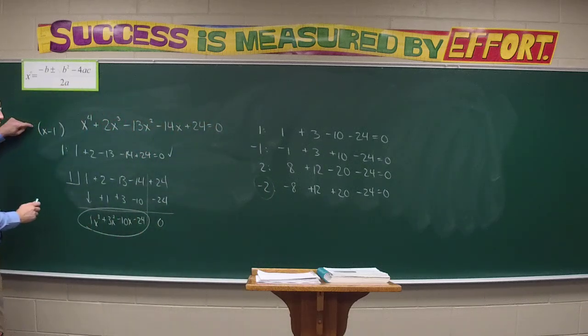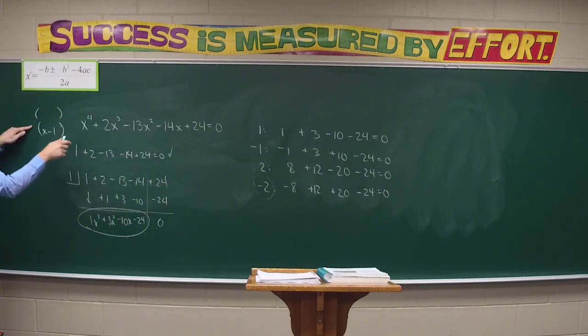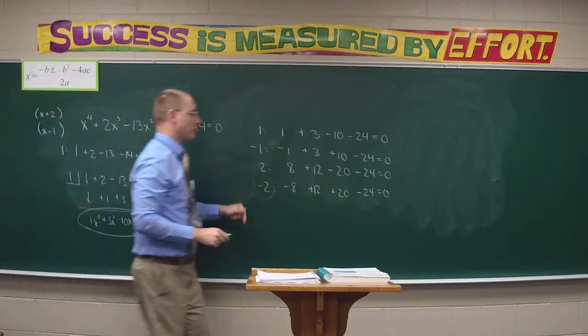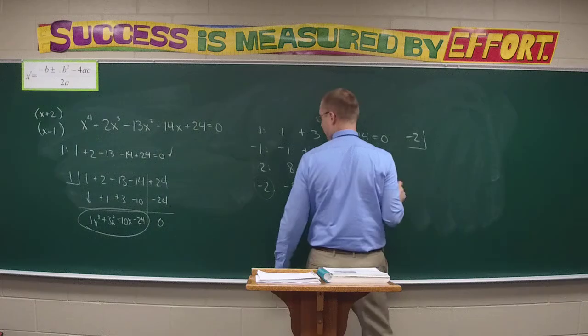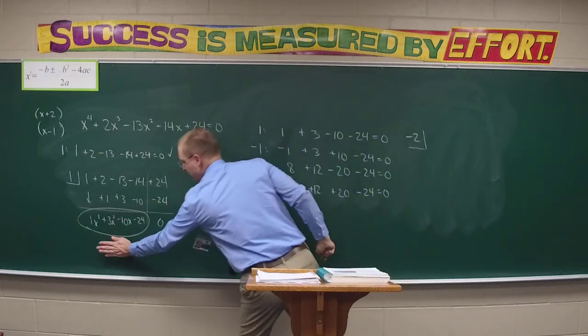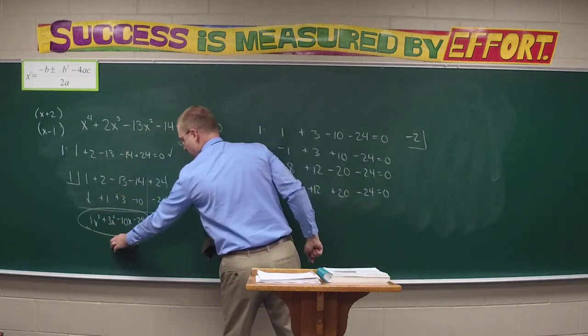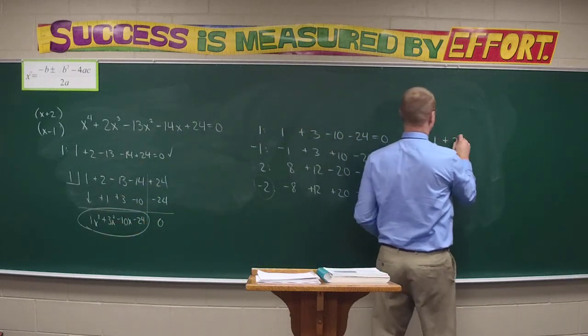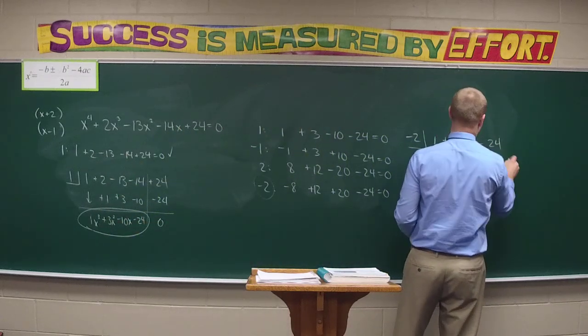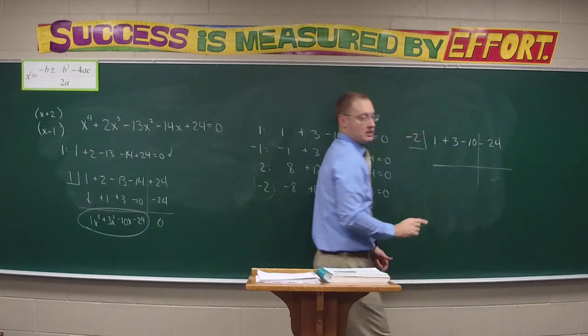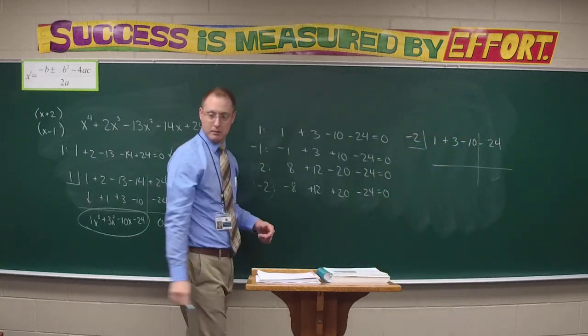So we know one factor is x minus 1. We know another factor, class, is going to be, well, that's the root, so x plus 2 is the factor. But I'm going to take the root, negative 2, put that in the half box, and we'll copy these, because again, this is now the polynomial we're working on. This one has been reduced down to this. We'll put our 1, positive 3, negative 10, negative 24 next to it, and do this synthetic division.